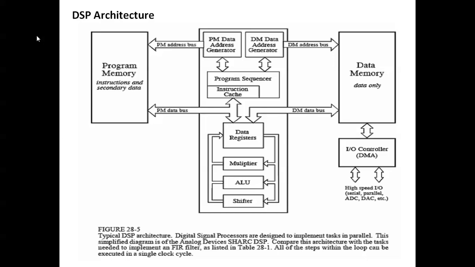Then the program sequencer is also there. So the program sequencer has a bidirectional bus connected between PM and DM. Also they have a bidirectional bus and an instruction cache. So the instruction cache is available, and then the data register.